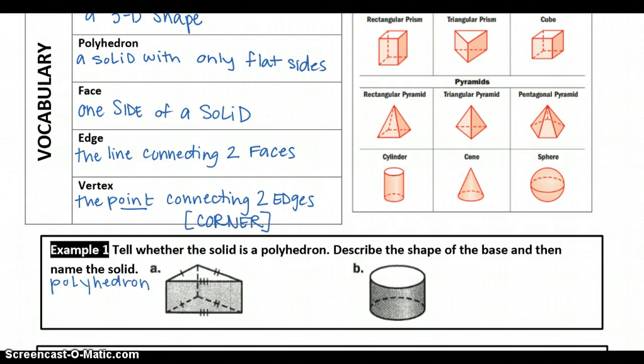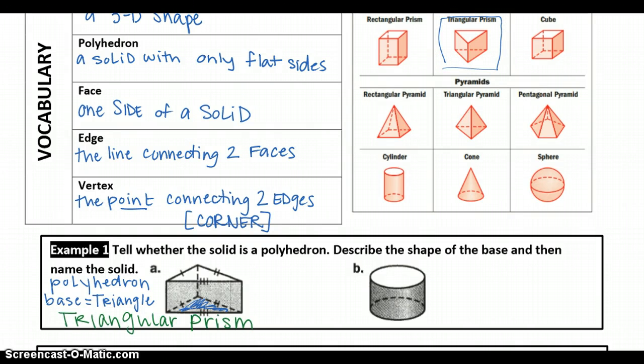Next, describe the shape of the base. So the base, or the bottom, here is a triangle. And last, name the solid. So looking at our chart up at the top, if I have a base that is a triangle, and I also have a triangle on top, and those two triangles are connected, this would be a triangular prism.